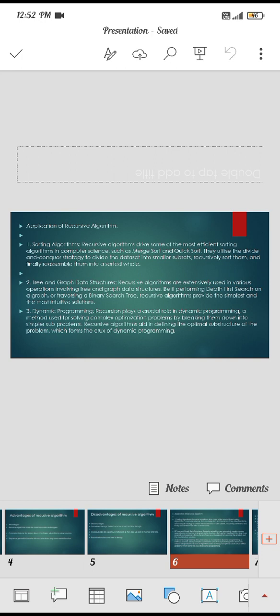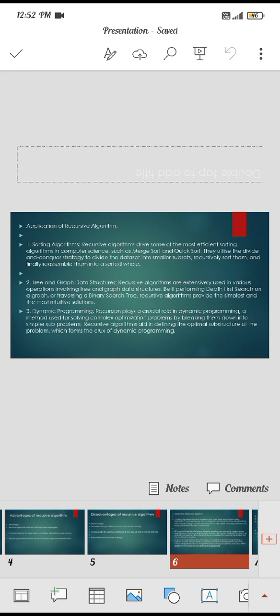Tree and graph data structures. Recursive algorithms are extensively used in various operations involving tree and graph data structures, be it performing depth first search in a graph or traversing a binary search tree. Recursive algorithms provide the simplest and most intuitive solution.